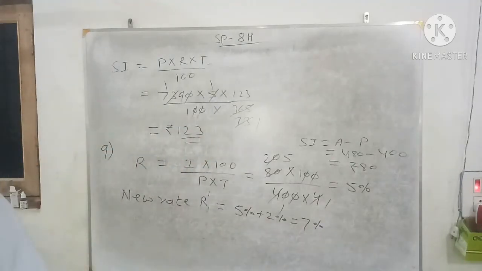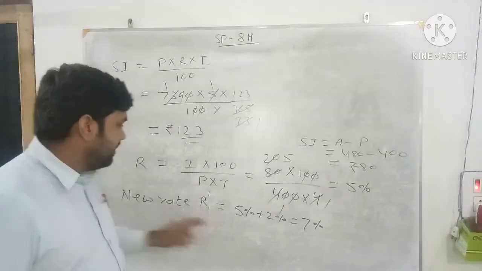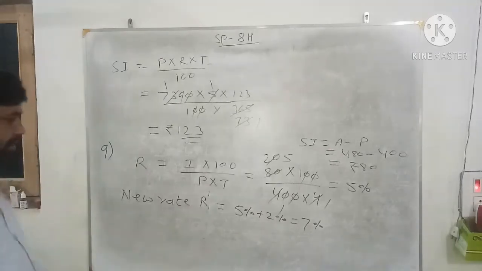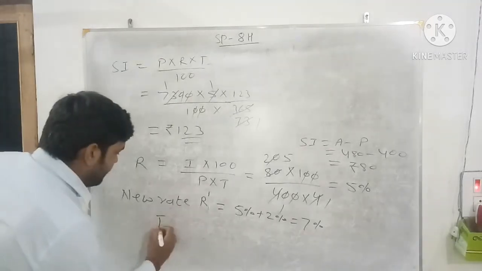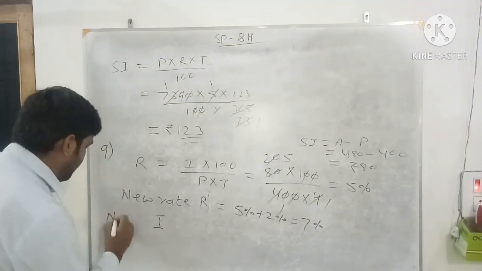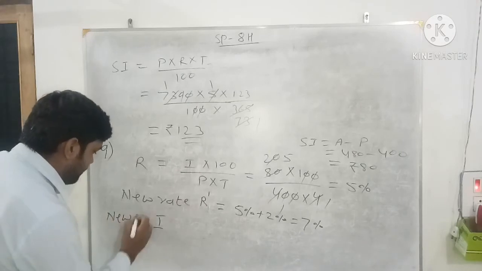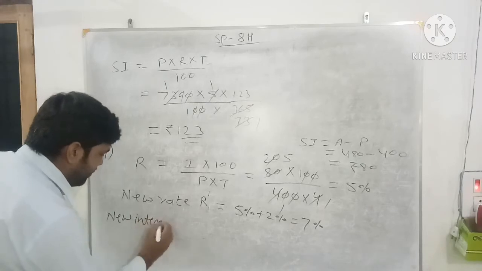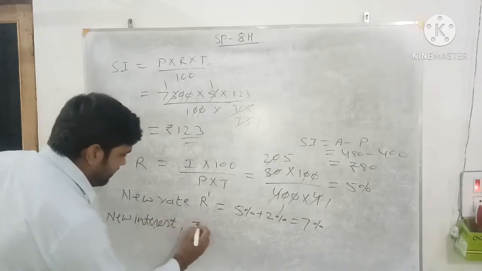Now what will be the amount in the new rate? The question asked: what will be the amount if the rate of interest is increased by 2%? Now we have increased the rate by 2%. Now you have to find the new amount. So in order to find the new amount, first we calculate the new interest. So what is the new interest?